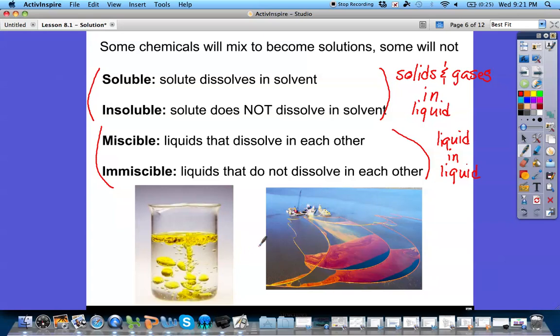Because oil is immiscible in water, this helps us clean up oil spills in the ocean because we can pull the oil off of the top of the water. Now that oil is dangerous to our wildlife and to our environment, and so that's why we want to get it cleaned up, but the water and the oil are not going to mix because they are immiscible.